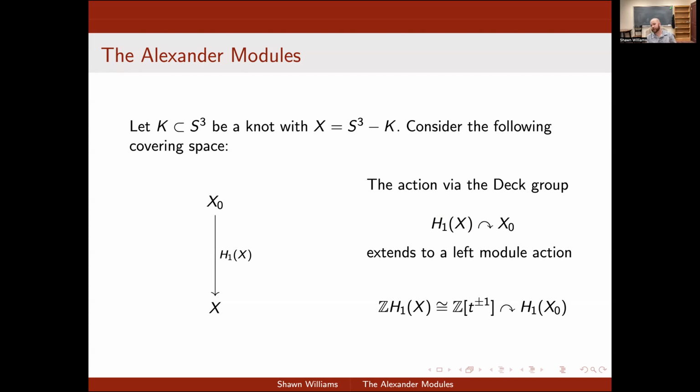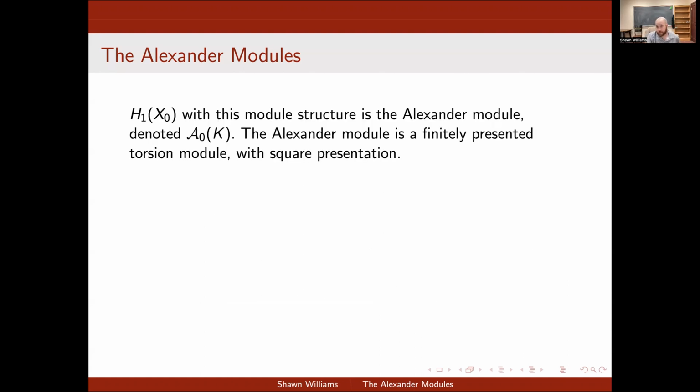So its group ring, given some orientation of the knot, we can identify with the integral Laurent polynomial ring. You can think about just taking the variable t to be some choice of generator that comes from the orientation of the knot, some choice of generator for the homology of X. So given this group with this module structure, what we have is the Alexander module. We'll denote this by A naught of K. This is a finitely presented module over Z[t, t inverse].